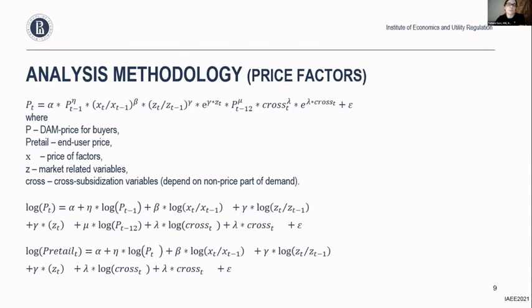So the next step of the analysis is to understand and compare the price factors of the two types of zone. We do it twice. The first time for day-ahead market prices and the second time for retail prices. It should be noted that to simplify the formula, the factors represent a block of variables and each variable has its own coefficient. You can see here cross-subsidization variables.